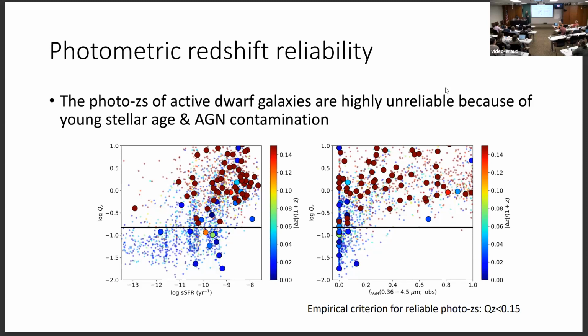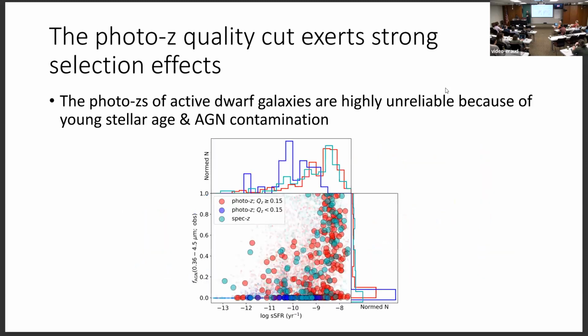And these big points are our active dwarf galaxy candidates, and you can see lots of them are actually catastrophic outliers in terms of their photo-zs. So this causes lots of problems, and we just use an empirical criterion to select reliable photo-zs. We think that if the Q_z is below 0.15, as shown by the black curve here, then the photo-zs may be more reliable, and we apply this criterion back to the sources without spec-zs.